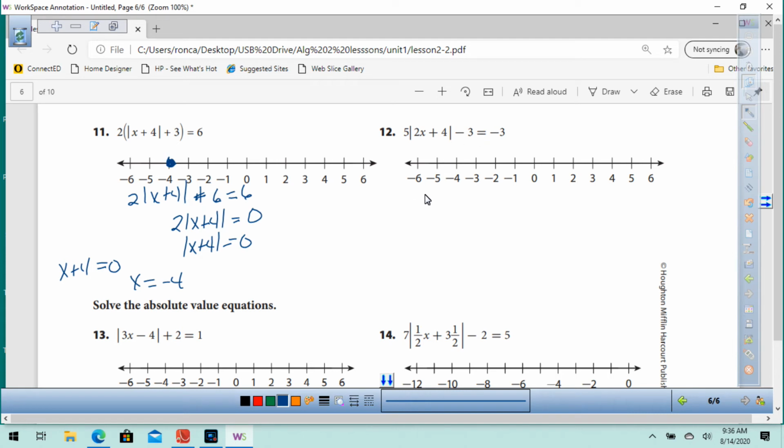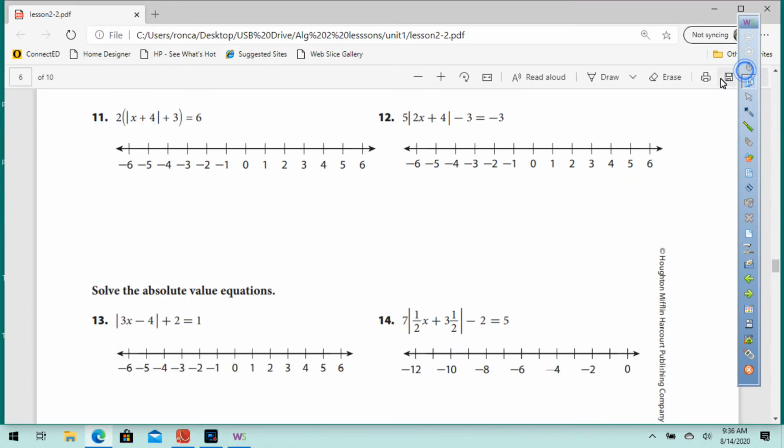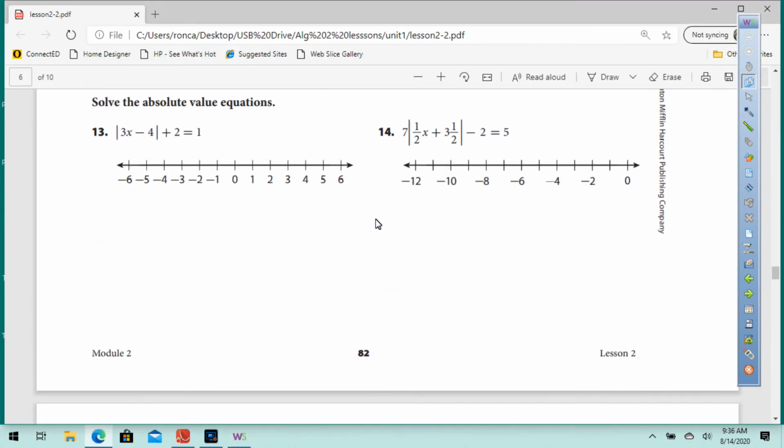Here we're going to add 3 to both sides, and we get 5 times the absolute value of 2x plus 4 equals 0. Divide both sides by 5, and you get the absolute value of 2x plus 4 equals 0. So you have 2x plus 4 equals 0. Subtract 4 from both sides, you got 2x equals negative 4. Divide both sides by 2, and you get x equals negative 2. So that's your only solution. Good? All right.